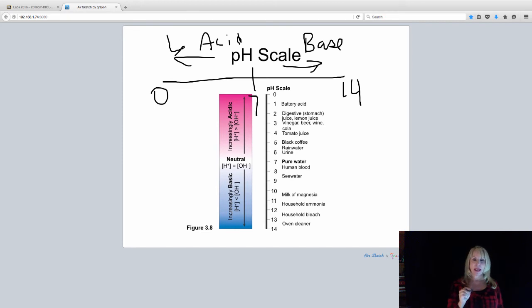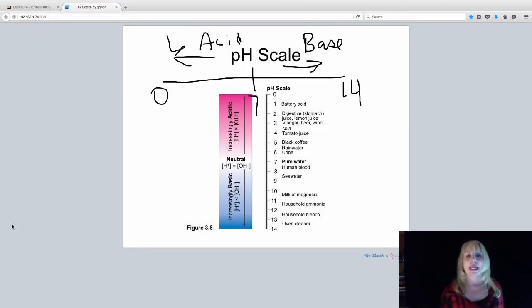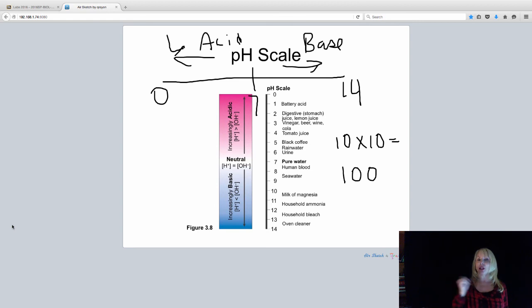Okay, so you see each number here, 1, 2, 3. So if I ask you what is the difference between an acid, digestive juices of 2 and tomato juice of 4, you might say 2. But each space is times 10. So between 2 and 3 it's 10, and 3 and 4 is 10. So I'm going to put my 1 down, and I add my zeros. So 4 is 100 times more basic than 2. Or I could say 2 is 100 times more acidic than 4.